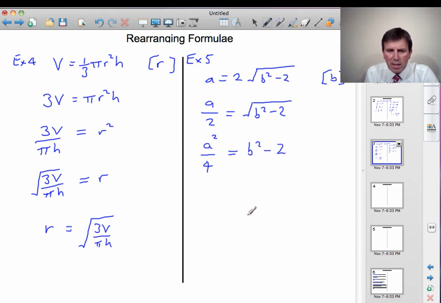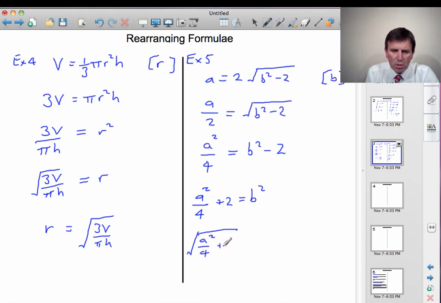Next, isolate the b squared. So we get a squared over 4 plus 2 is equal to b squared. And finally, we take the square root now of both sides of the equation. So I've got the square root of a squared over 4 plus 2 is equal to b. And I'll write the b on the left-hand side.